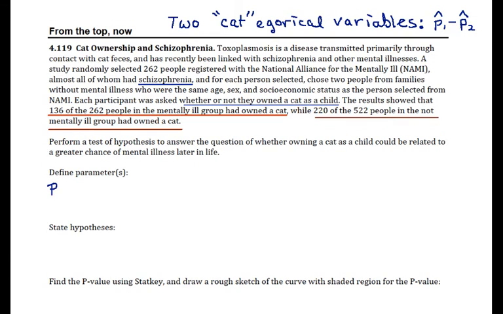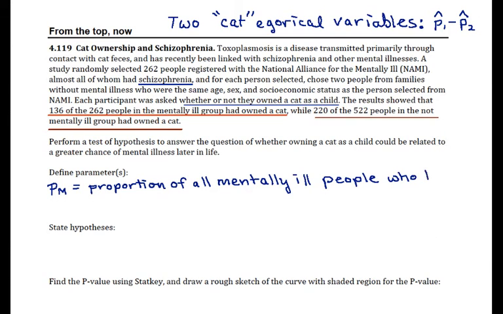And that's why I'm going to call this P sub M for mentally ill, and this is the proportion of all, not just the ones in the study, this is for our whole population, proportion of all mentally ill people who owned a cat. The word owned isn't quite right here, because really the cat owns you, right? So let's say who had a cat as a child. And P sub N is the same proportion for not mentally ill people.